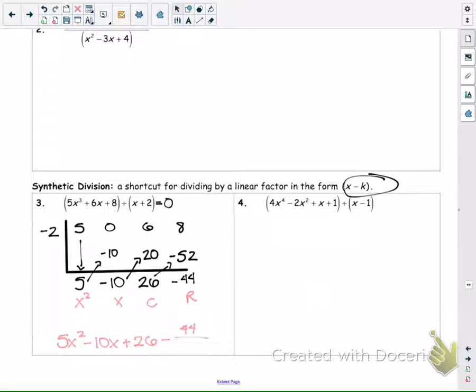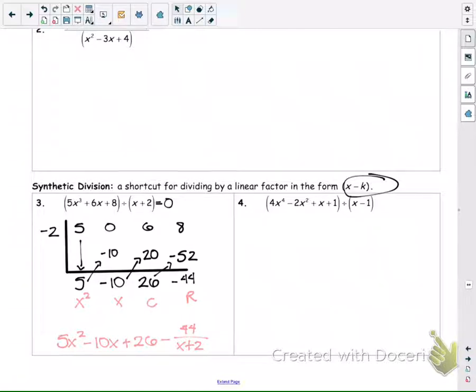Over what you were dividing by to begin with. You can put plus with a negative in front of the 44, or you can put a minus. It doesn't really matter to me, honestly. So the only thing that's going to get a little bit confusing with synthetic division is the fact that we can do about 4 different things with it. Okay, this first set, 3 and 4 here, it's just asking us to divide.